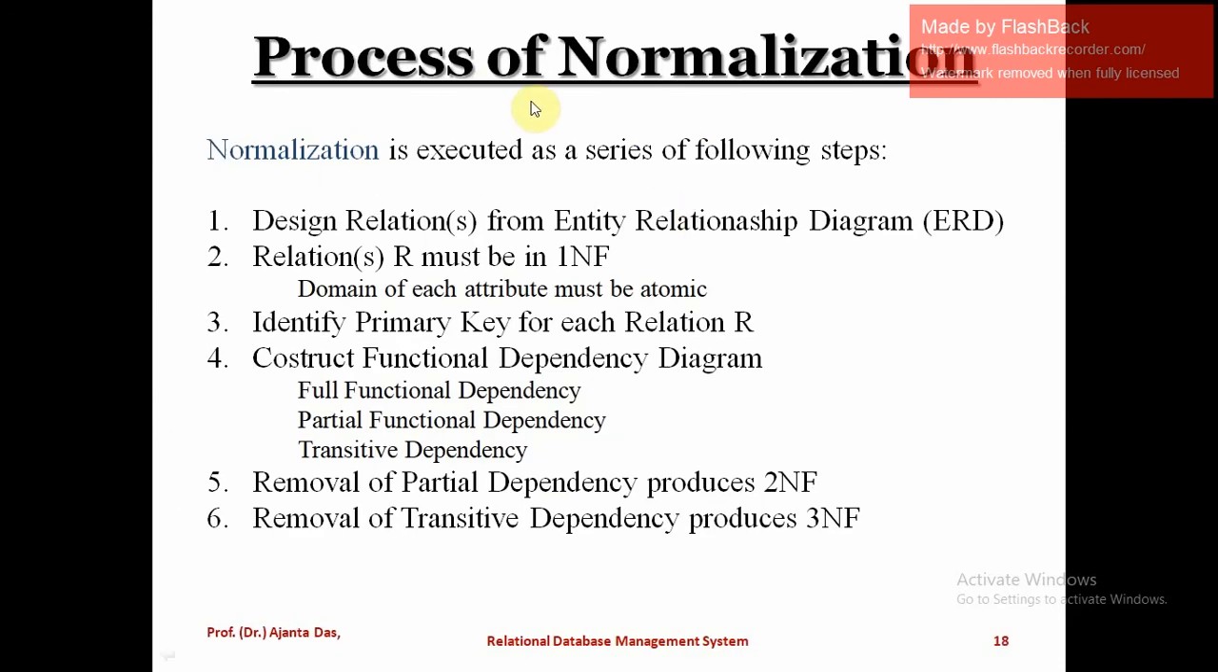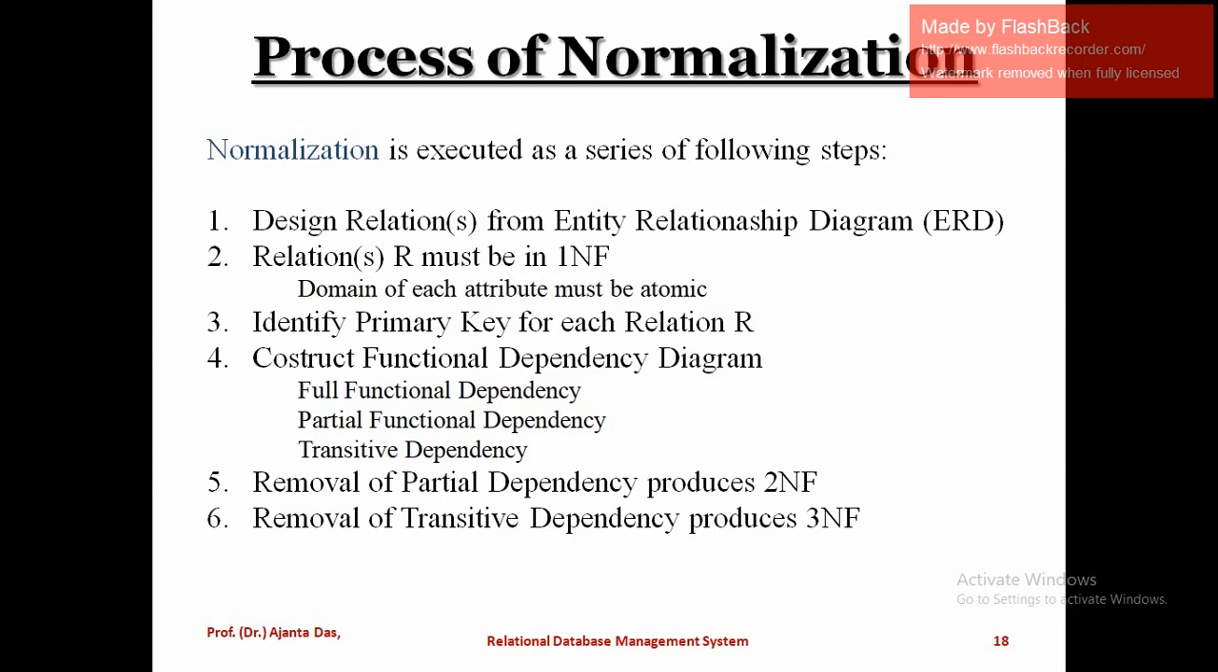So what is the process for normalization, or let me discuss the different steps of normalization in brief. First we have to design the relations from the entity relationship diagram. Then the relations should be in 1NF. 1NF means the domain of each attribute must be atomic. That we will explain again if you need the explanations. For the time being, just note down the steps. The third one is that we have to identify the primary key for each relation R. Then we have to construct the functional dependency diagram, whether it is full functional dependency or partial functional dependency or transitive dependency. Then we have to try to remove the partial dependency.